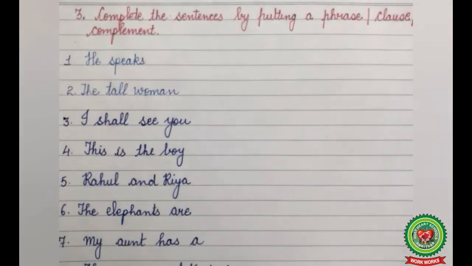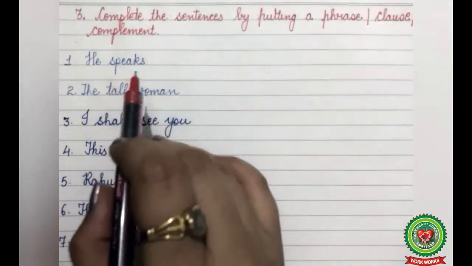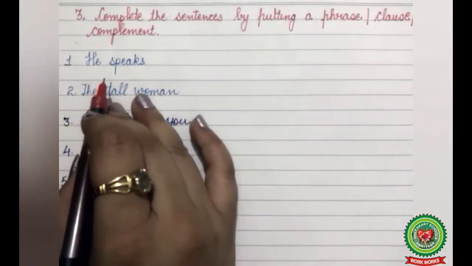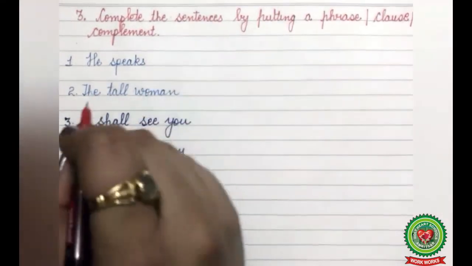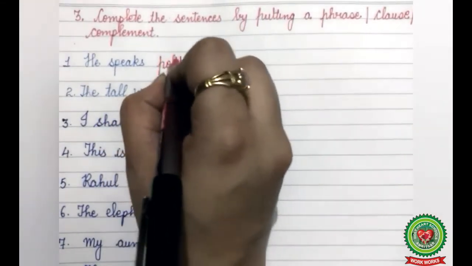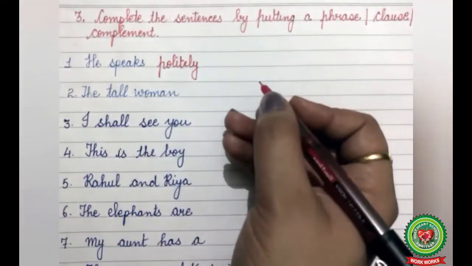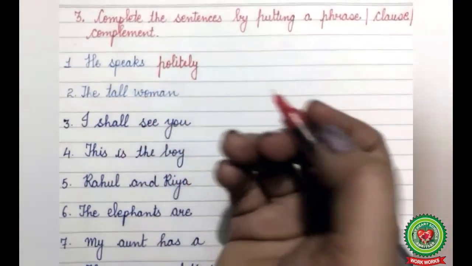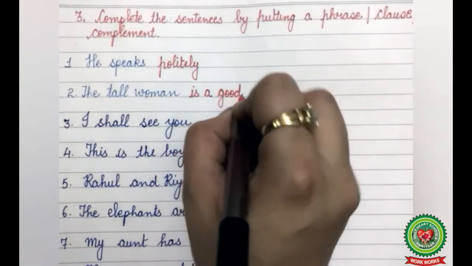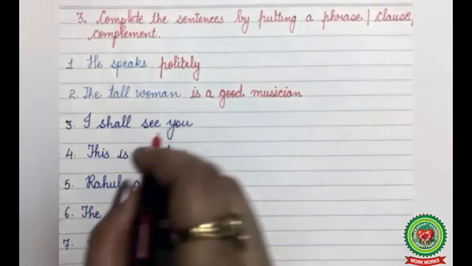Exercise number 3. Complete the sentences by putting a phrase, clause, or complement. Now you can add anything on your own. For example, he speaks dash. He speaks fluently. He speaks politely. The tall woman is a good singer. The tall woman is a good musician. In this way, you can add anything on your own.